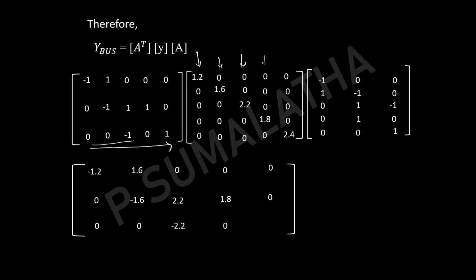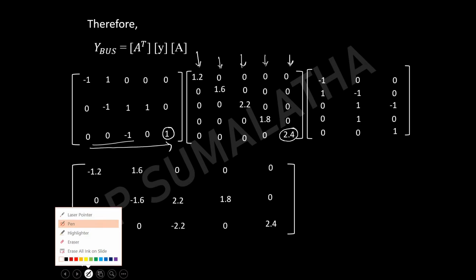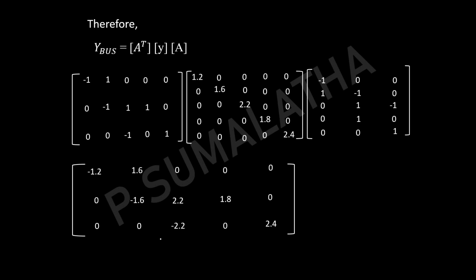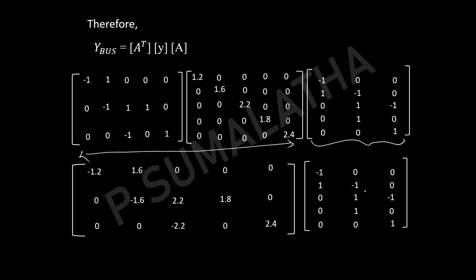And with respect to the last column, in the fifth position alone we have a value. So here also in the fifth position we have a 1. So 1 into 2.4 will be 2.4. So this is the resultant matrix by multiplying the first two matrices. And we will take this matrix as it is.